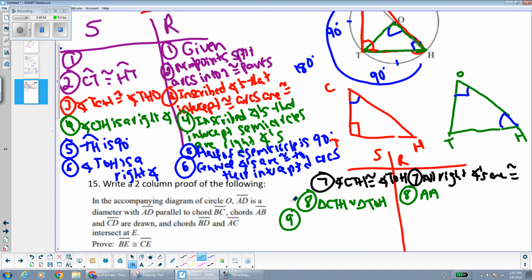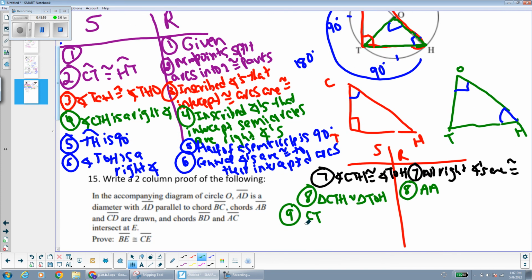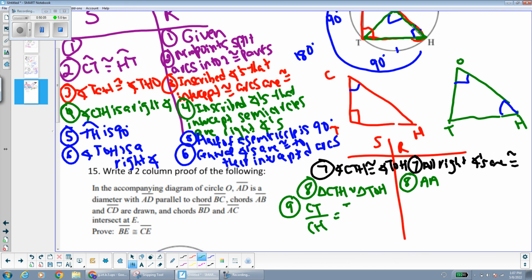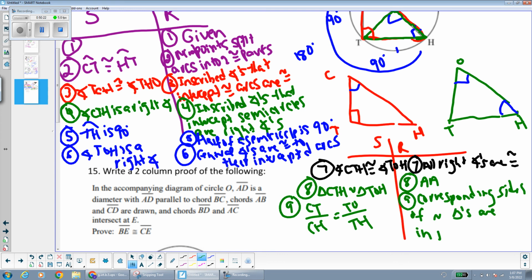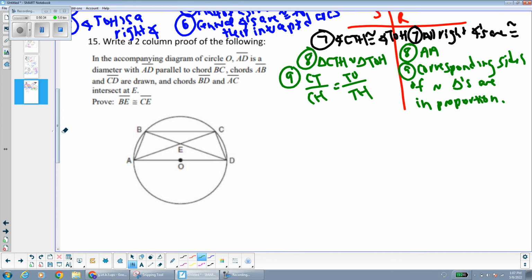Now that I know the triangles are similar, I can end by proving my proportion. CT over CH is equal to TO over TH. And whenever you're proving a proportion, it's the same reason every time. Corresponding sides of similar triangles are in proportion. There we have it for this proof. Okay, next one, and this one's going to be quicker.